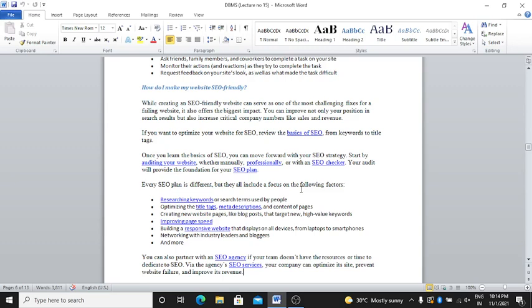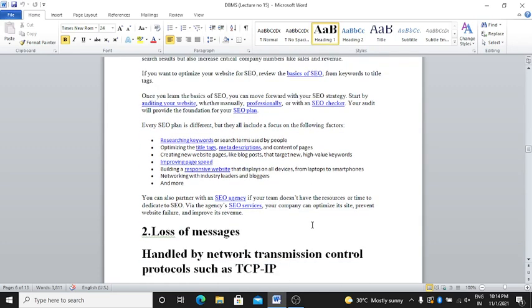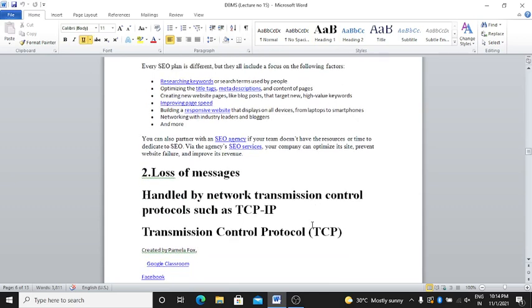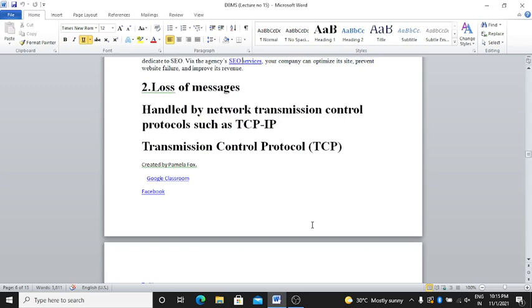You can also partner with an SEO agency if your team does not have the resources or time to dedicate to SEO. Via the agency's SEO service, your company can optimize its site, prevent website failure, and improve its revenue.